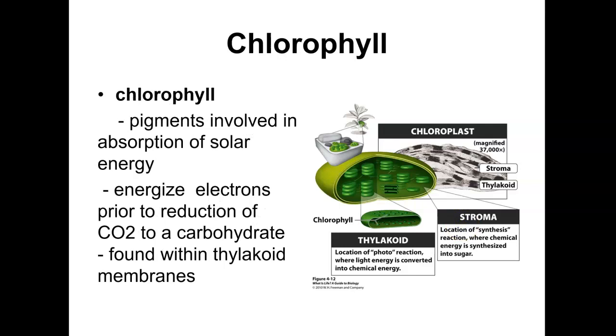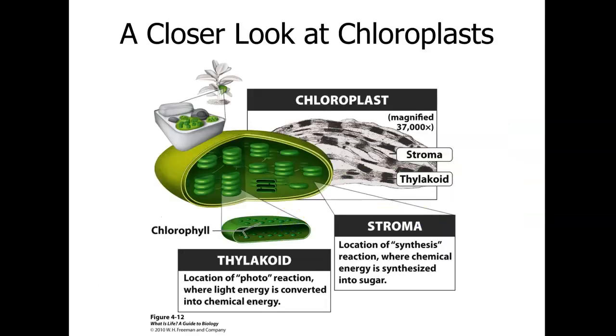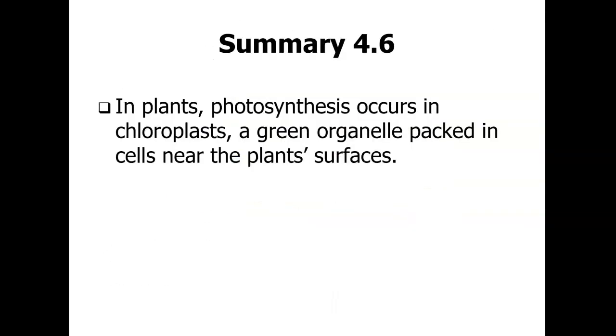The chlorophyll is the pigments that are involved in helping capture or absorb that solar energy. What happens is they energize electrons prior to reduction of carbon dioxide to a carbohydrate. And that's going to be found within the thylakoid membranes that you see there. So you see them dotted throughout. So in plants, photosynthesis occurs in the chloroplasts, a green organelle that's packed in the cells near the plant's surface.